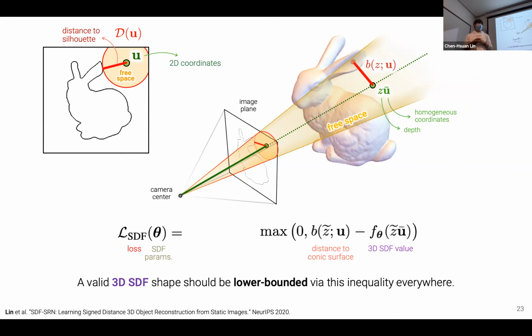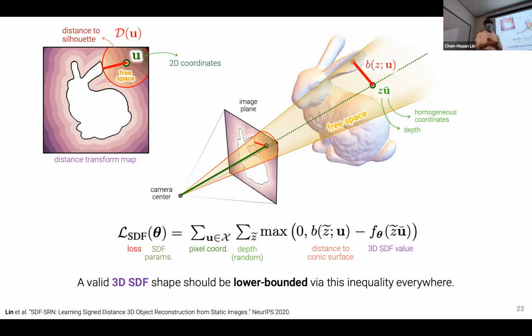So we can write this constraint using a maximizer loss function. Basically, if the value is less than this lower bound, then we impose a loss here, otherwise we just ignore it. This is a maximizer loss function, and we do so for all the sampled pixels in the images, and also for all these randomly sampled depths. So basically, we want to constrain all the 3D points being sampled in the 3D space. This is the SDF loss function that we impose here.